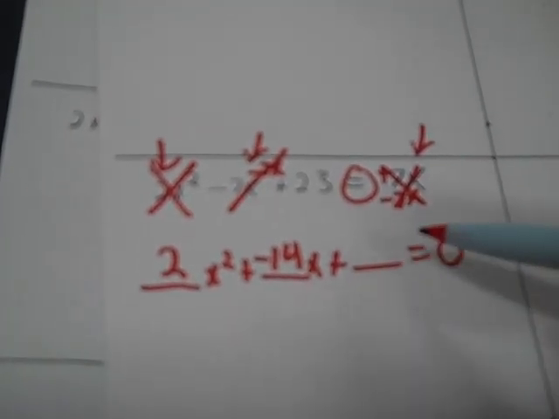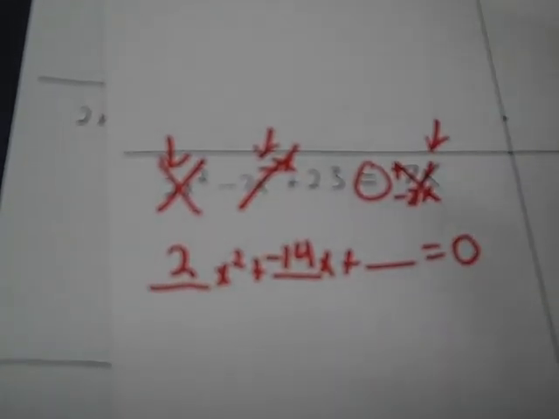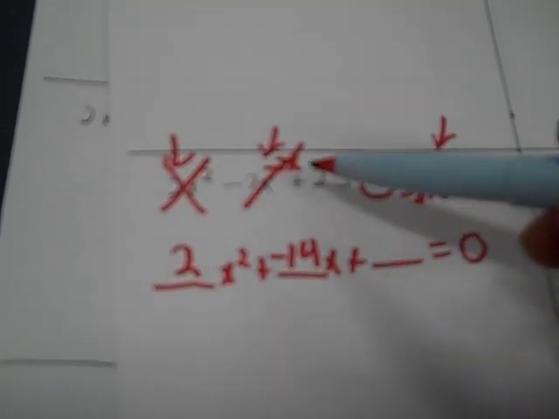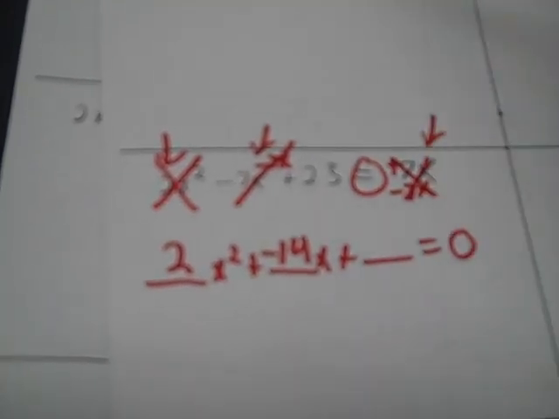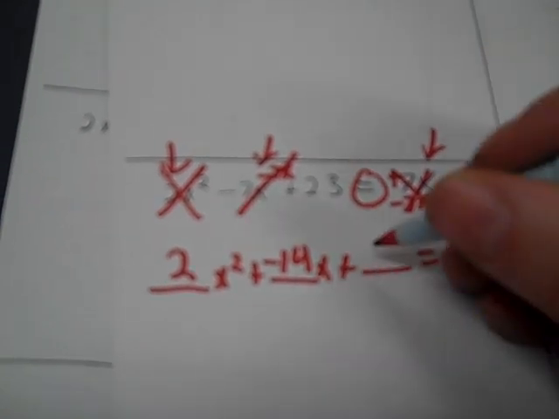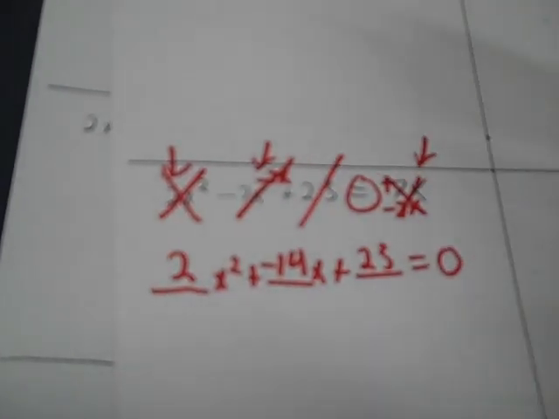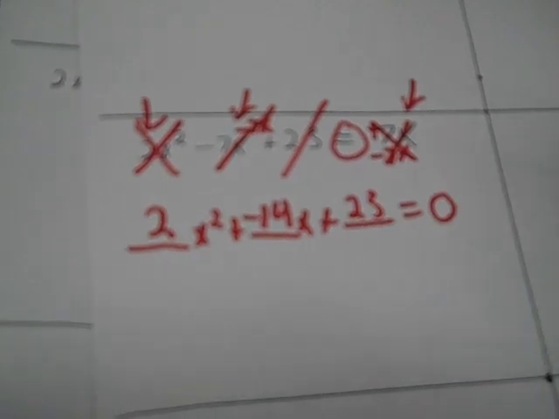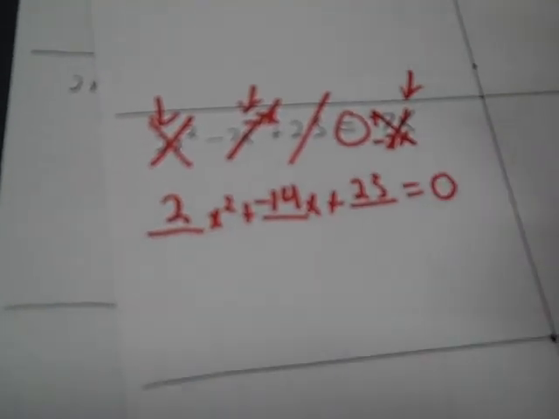Now, non-x numbers, I have 23. That's the only one. It's on the left side of the equals. Left is this side, right's this side. That's where I want it, so I don't need to switch it. I just put 23 here, and we're good. So it would be 3 terms, GCFT.